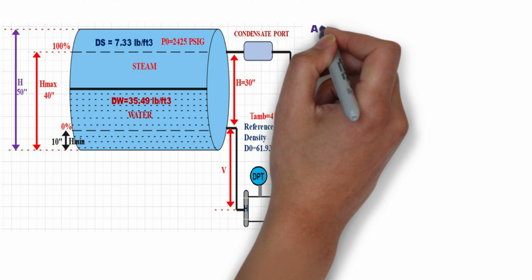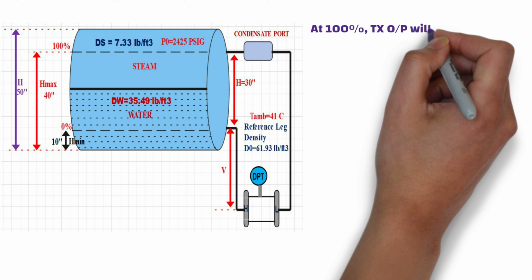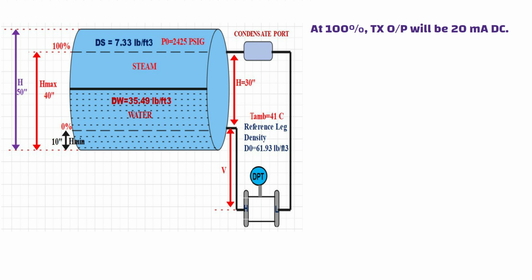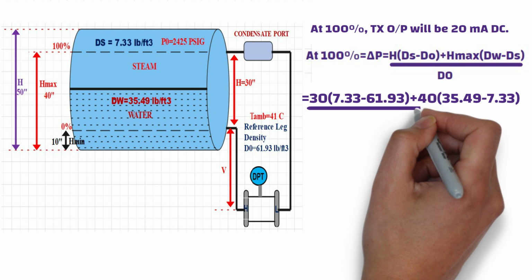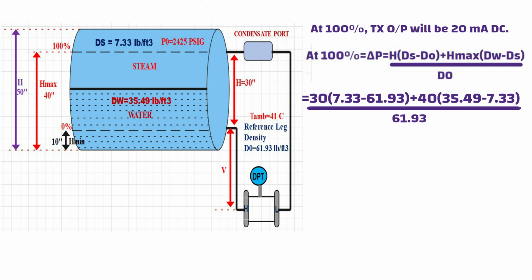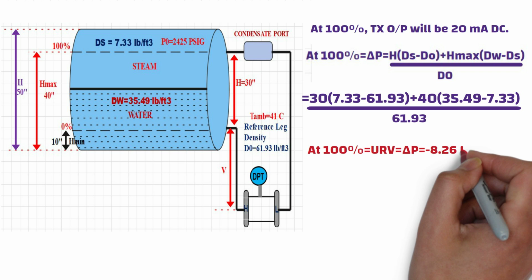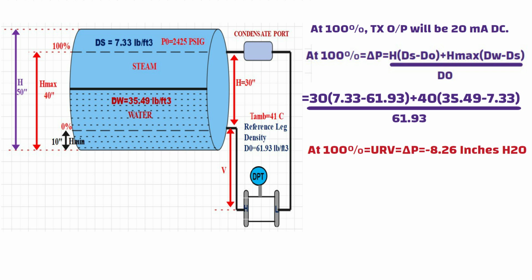Similarly, at 100% level, the transmitter output will be 20 milliamperes DC. Now, put all the process variable values into this equation, and do the simple math calculation to find the upper range value. When you do the math calculation, you will get minus 8.26 inches of water column. This is the upper range value of the DP transmitter. In other words, the differential pressure is minus 8.26 inches of water column at 100% level.